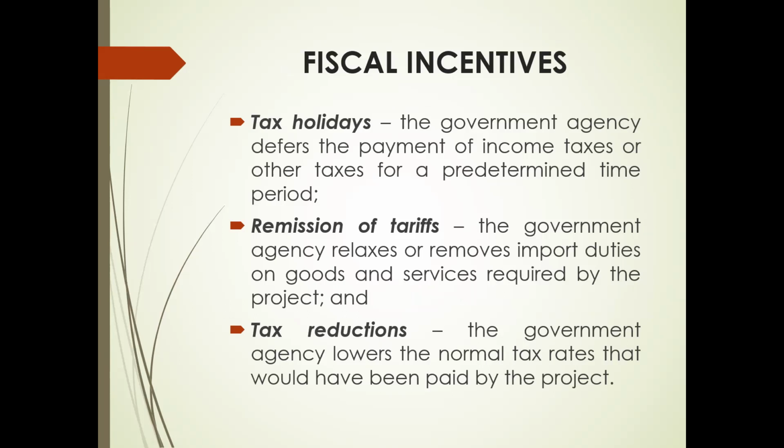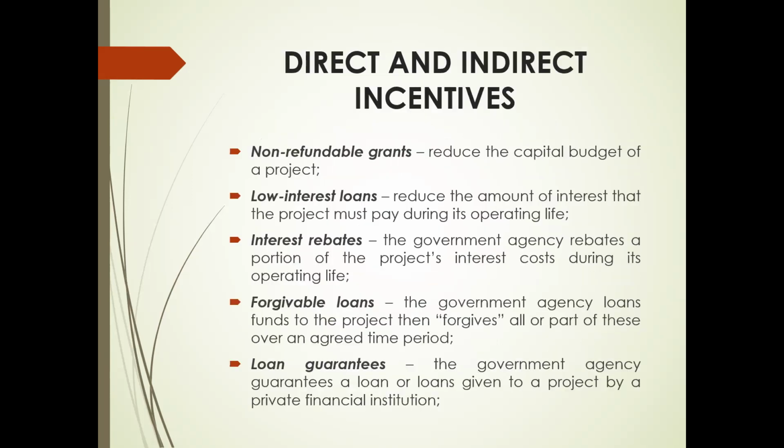Another one is remission of tariffs. So the government agency relaxes or removes import duties on goods and services required by the project. And the government may also give tax reductions, wherein the government agency lowers the normal tax rates that would have been paid by the project. And here are the direct and indirect incentives. First, we have the non-refundable grants.